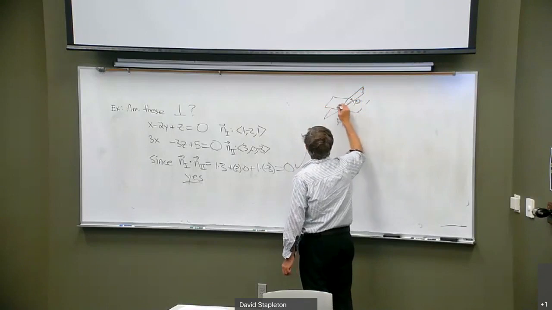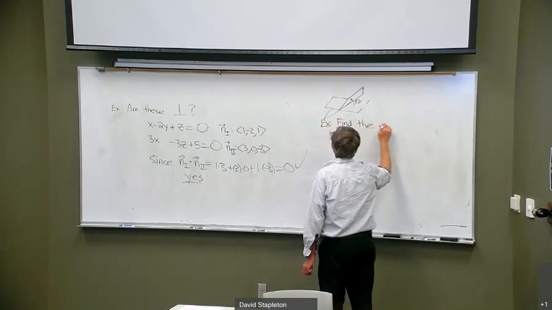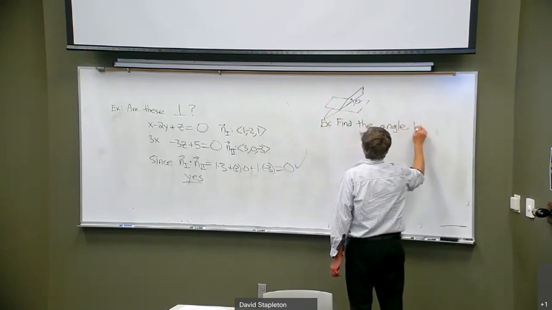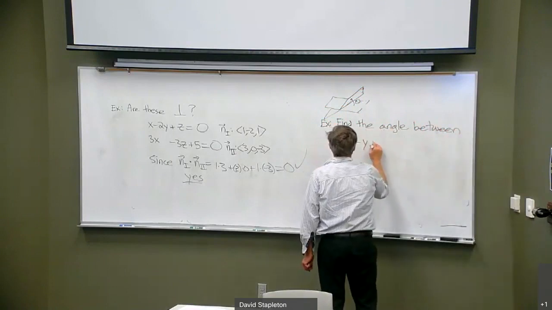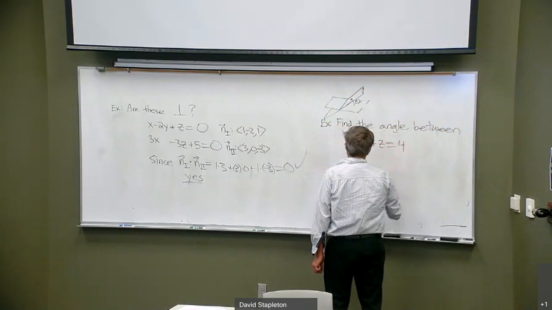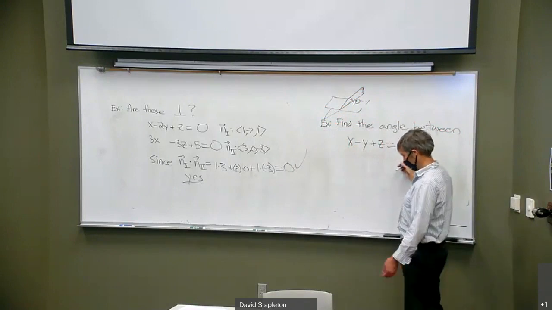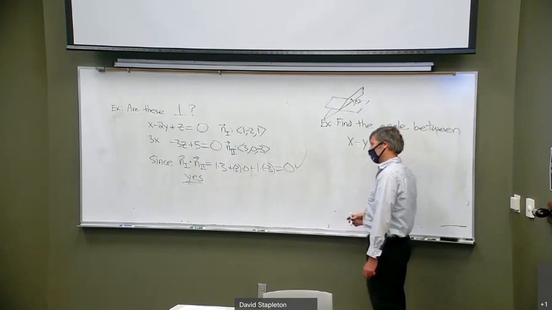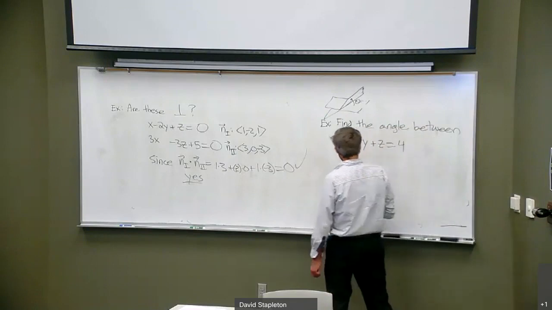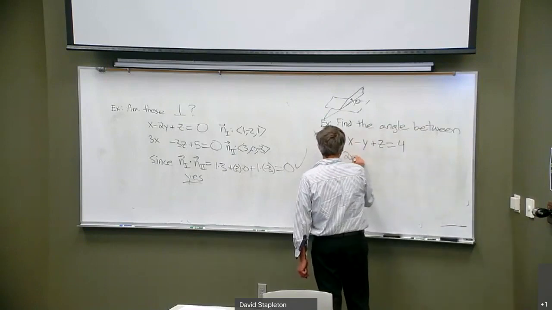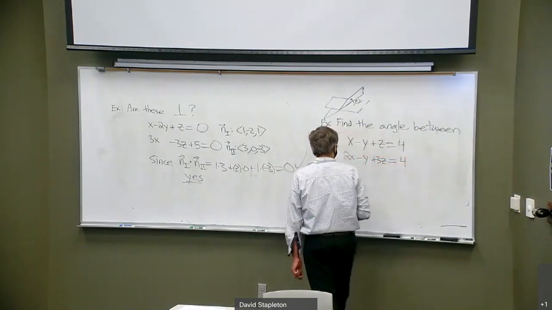Find the angle between the planes x minus y plus z equals 4, and 2x minus y plus 3z equals 4. I like to write these equations, ax plus by plus cz equals d, with d on the right instead of on the left. Other books do it the other way. You can do it either way. The reason is that this is the way you like to write equations in linear algebra. So we have those two equations.